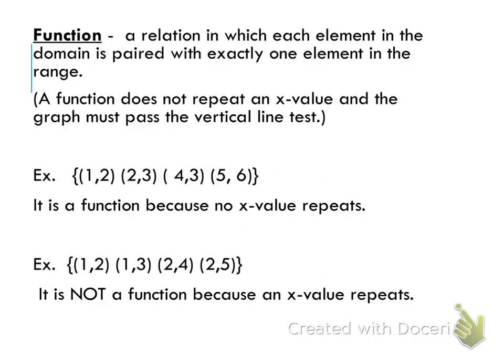Because here's what the definition of a function is. A function is a relation in which each element in the domain, what is my domain, from yesterday? My set of x values, right? So a relation in which each element in the domain, aka my x values, is paired with exactly one element in the range. What's my range? Y values, right? My set of y values. So, in other words, in the parentheses right here, a function does not repeat an x value, and the graph must pass the vertical line test.